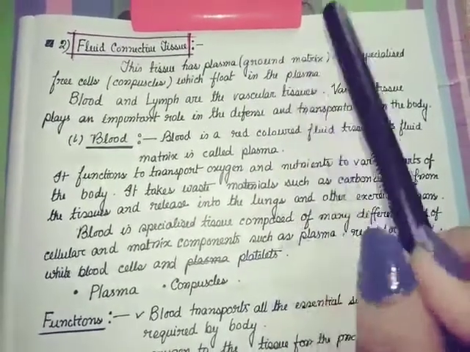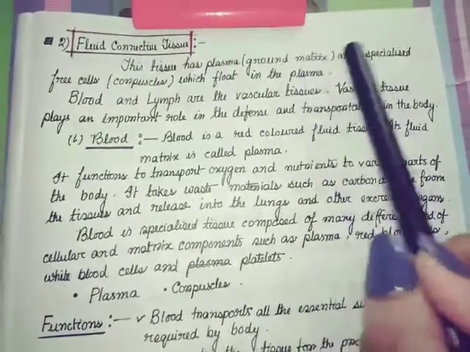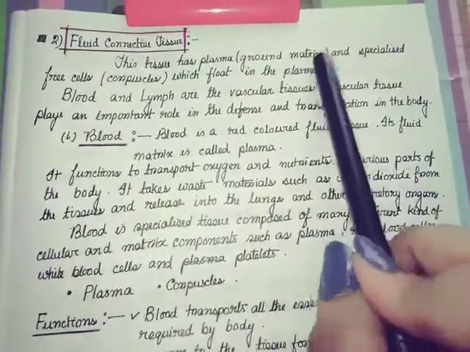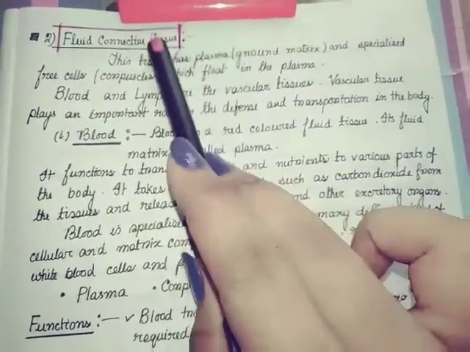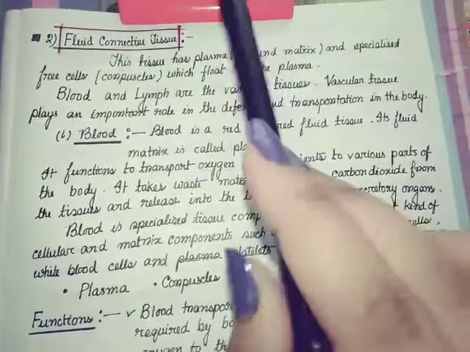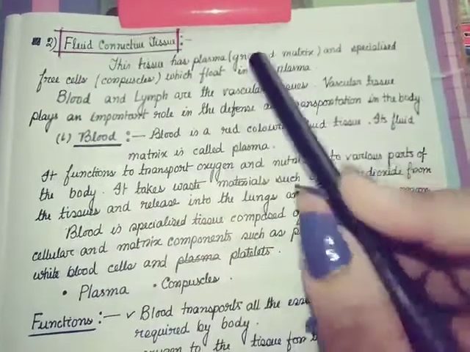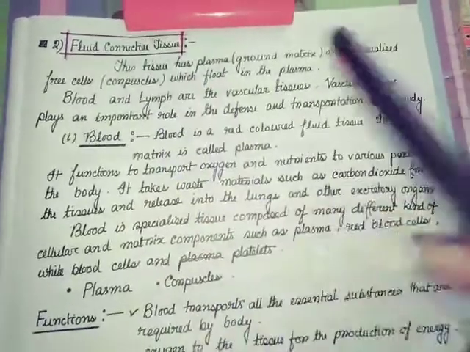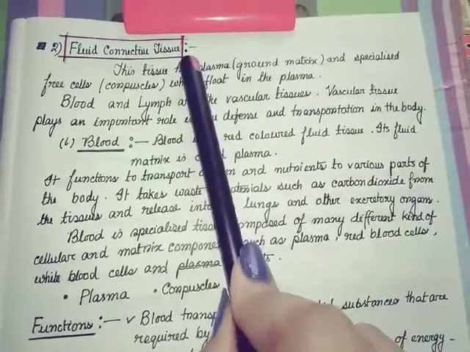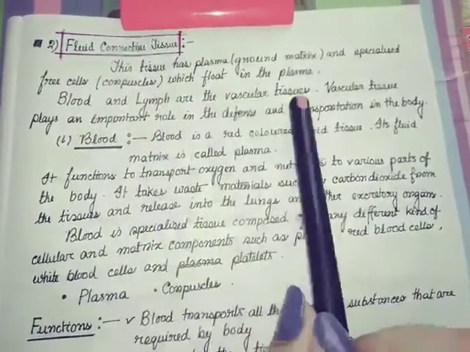Ground matrix, we all know that in case of connective tissue, in the intercellular spaces the fluid portion is there, that is called the matrix. Here in case of fluid connective tissue, the name of matrix is plasma. Okay, and the free cells which are present in that tissue are termed as corpuscles. Now the examples of fluid connective tissue or the vascular tissue are blood and lymph. These two are the vascular tissues.